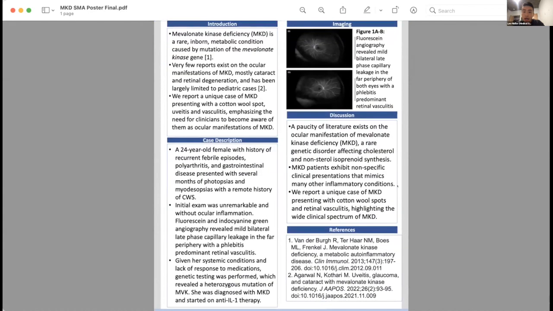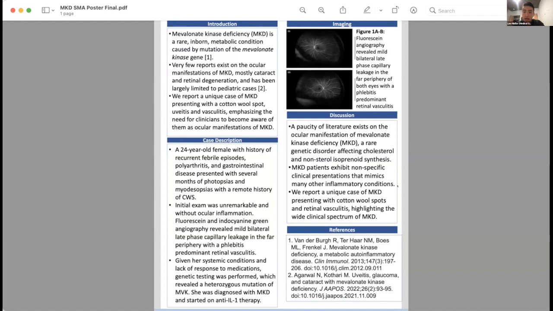So currently, there are very few articles, first of all, on the ocular manifestation of MKD, which is already itself a rare genetic disorder affecting cholesterol and non-cholesterol synthesis. Typically, MKD patients exhibit many non-specific clinical presentations, so anything that we can do to help clinicians become more aware of the potential ocular manifestation of MKD is important.